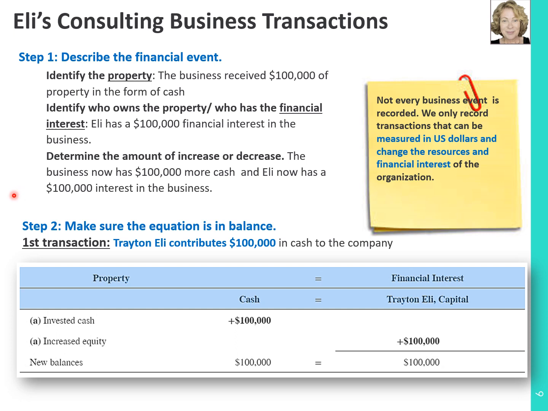So let's enter the transaction into our table and calculate the new balance. The second step is to make sure the equation is still in balance, which it is in this case after this first transaction. $100,000 in property equals $100,000 in financial interest.